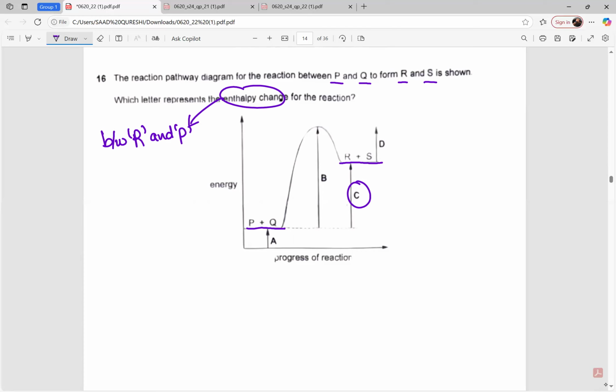And this one is EA in case it comes. Then between the reactants and the peak of the mountain, the peak of the activation energy, it's the activation energy, which is always going to be endothermic.